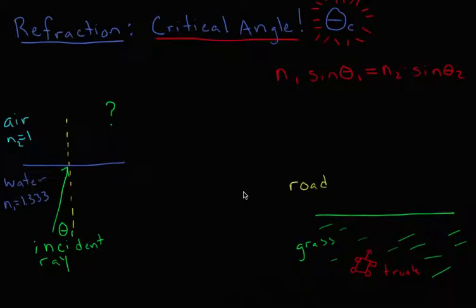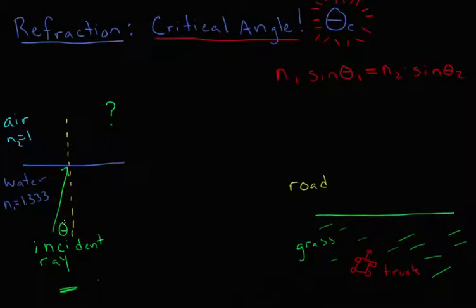Today we're going to continue talking about refraction, and we're going to talk about something called the critical angle. In order to do that, we're going to do a few little warm-up problems so you can get the idea of why there is such a thing as a critical angle. So if you would turn your attention down here on the left side of the screen, we're looking at a ray of light that is coming out of the water into the air.